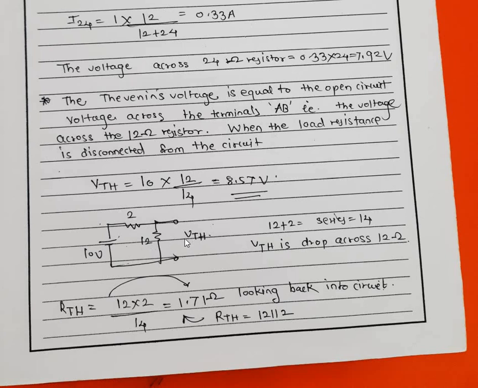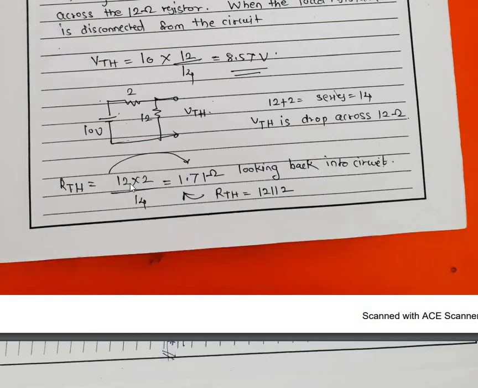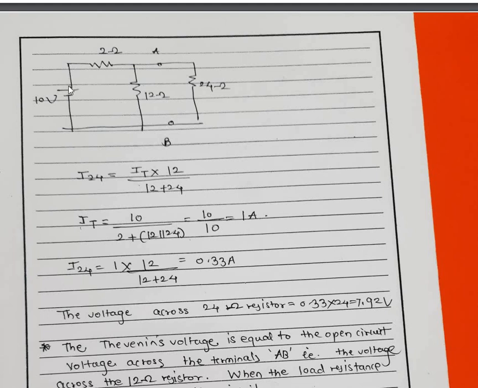Now for this purpose, what we are supposed to do is remove this 24, that is, open here, and look back into the circuit. In this situation, wherever the energy sources are there, this is a voltage source, it is to be replaced by its internal resistance. Since internal resistance is not given, that means it is 0, and that's why this voltage source should be shorted. So therefore the resultant RTH will be directly, this is shorted.